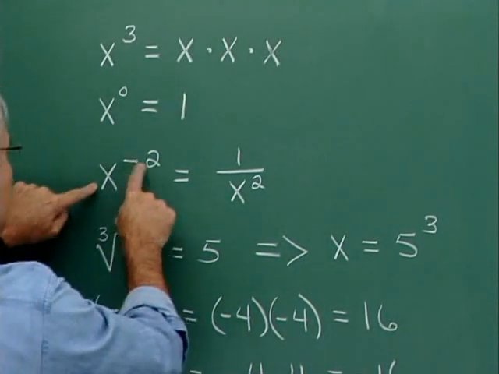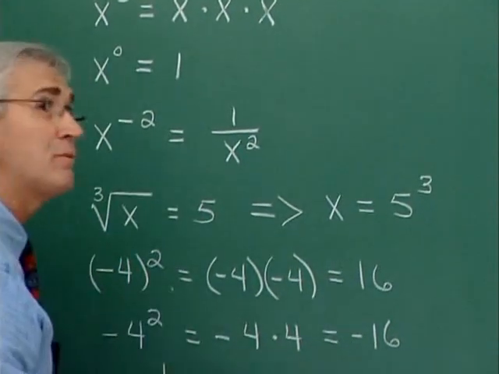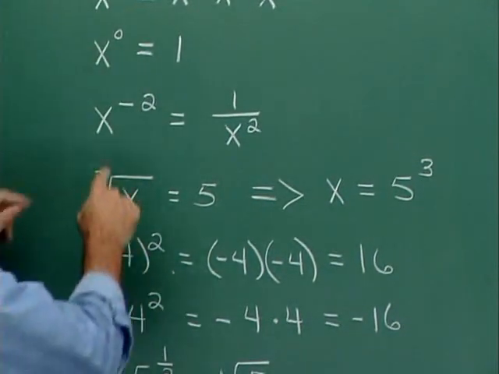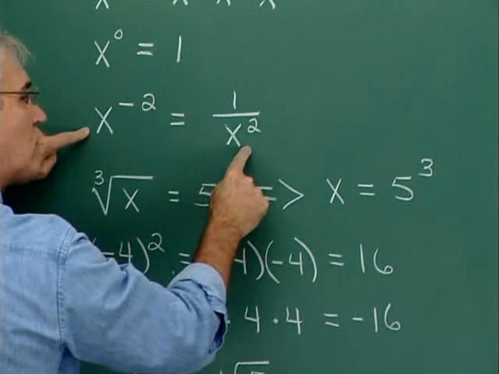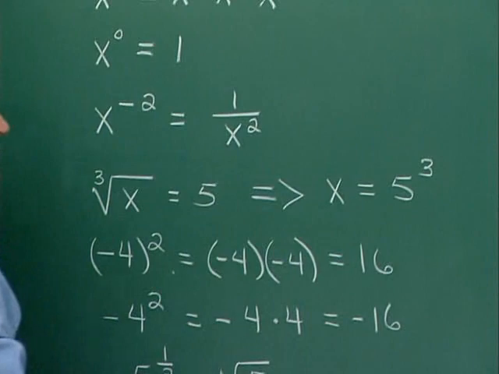X to the negative 2. Now a negative exponent implies a misplaced base. We can think of it like that. This is 1 over x squared. So 1 over x squared. Negative exponent says misplaced base.